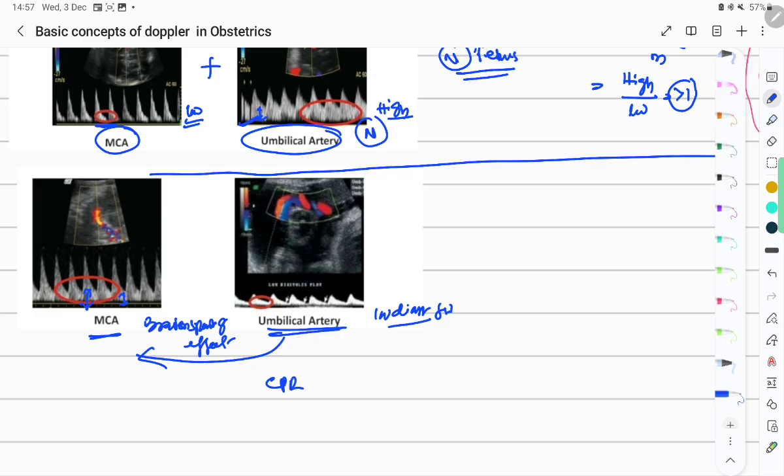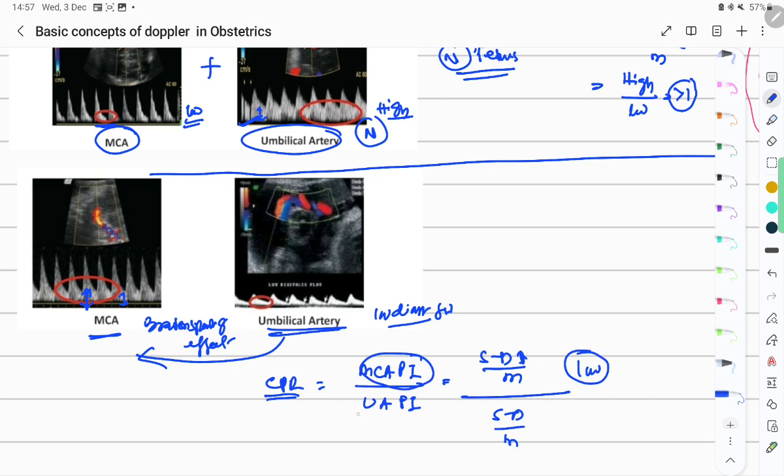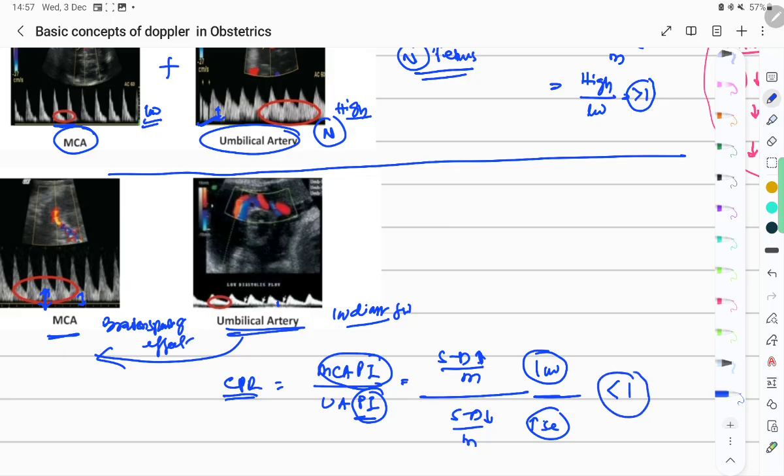So calculate the CPR here. CPR will be MCA PI divided by umbilical artery PI. So is MCA PI high or low? The diastolic flow is increased, so this MCA PI will be low. And in the umbilical artery, the diastolic flow is decreased, so the umbilical artery PI will be increased, or high. So numerator by denominator, low by high, so it will be less than 1.